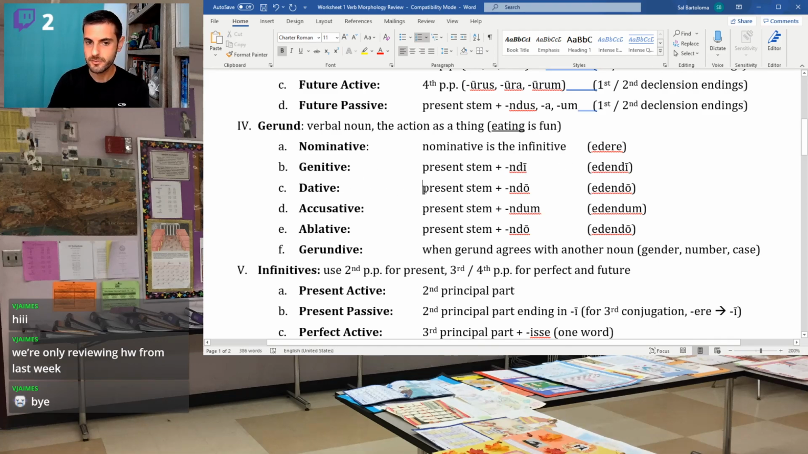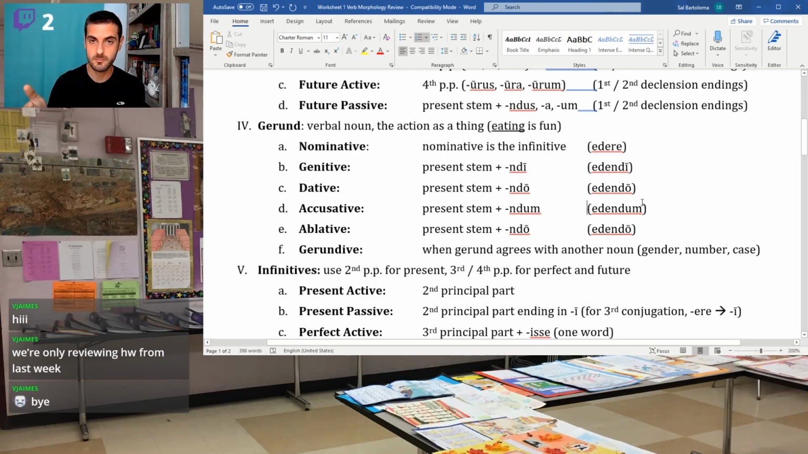If it's dative, for instance, if you wanted an adjective that goes with dative, something is useful for cooking, you might have coquendo, edendo, some form in the dative case. Accusative is most often seen with the preposition ad. So if you use it with ad, it shows purpose, right?